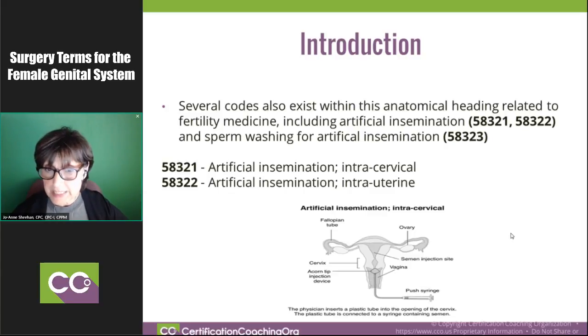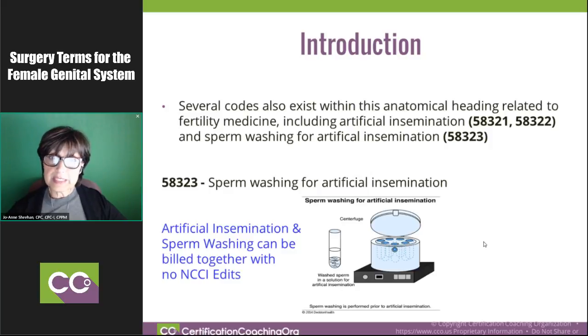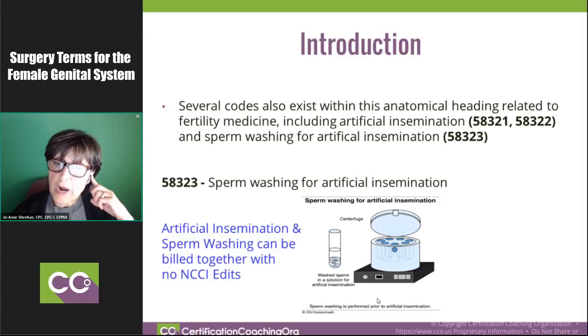So the physician inserts a plastic tube into the opening of the cervix. The plastic tube is connected to a syringe containing semen. Now, 58323 is sperm washing for artificial insemination. And here we have a centrifuge, washed sperm in a solution for artificial insemination, which is performed prior to insemination. So if the doctor does the sperm washing at the same time, if you look at the Correct Coding Initiative, it will tell you you can bill them together. There are no NCCI edits.